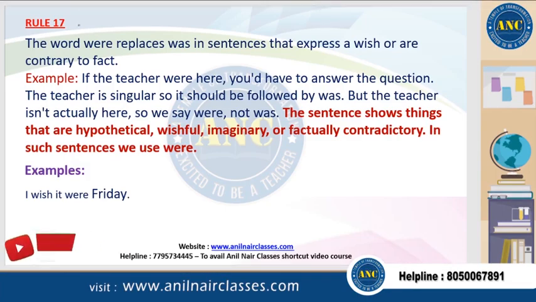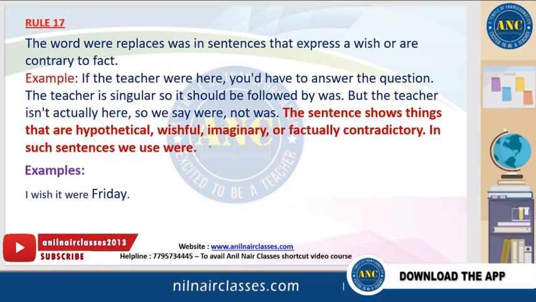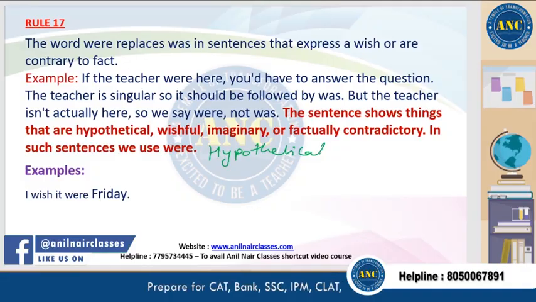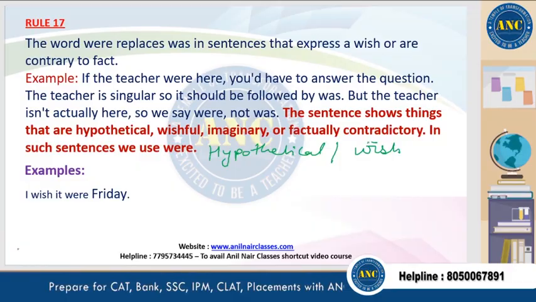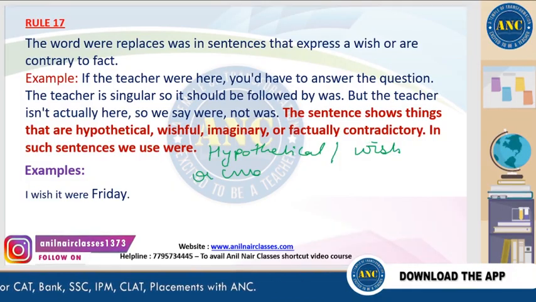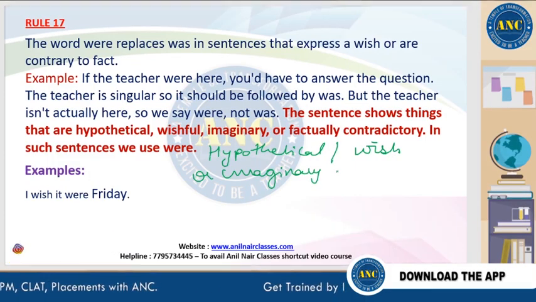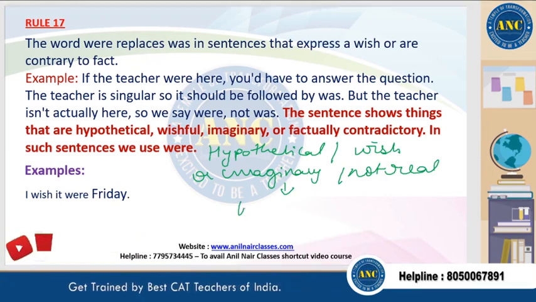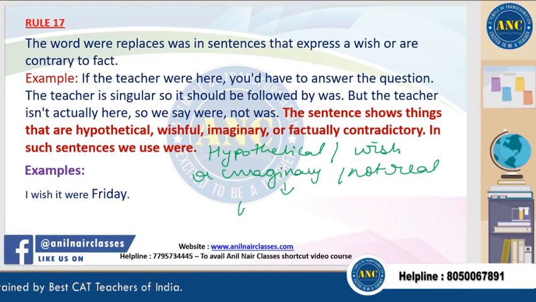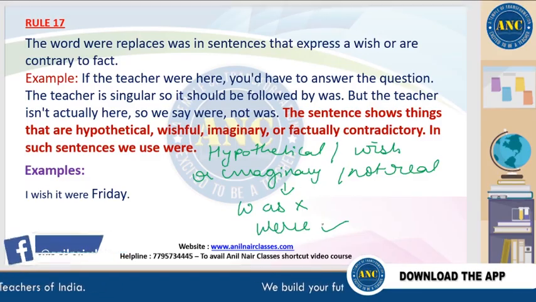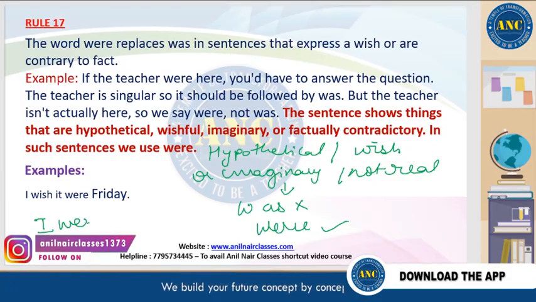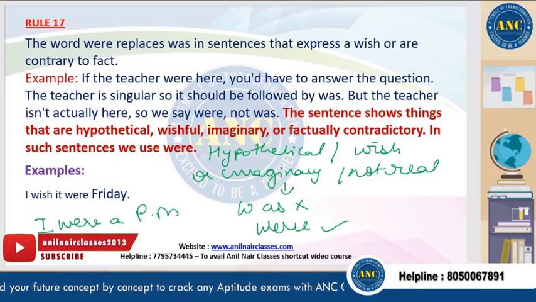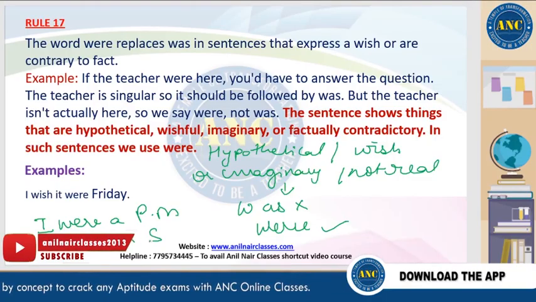So when we talk about a hypothetical situation, or some wish, or some imaginary condition, something which is not real, in that sentence "was" is wrong. The correct verb is "were", right? So if I were a prime minister, or if I were a superman, what could I have done?